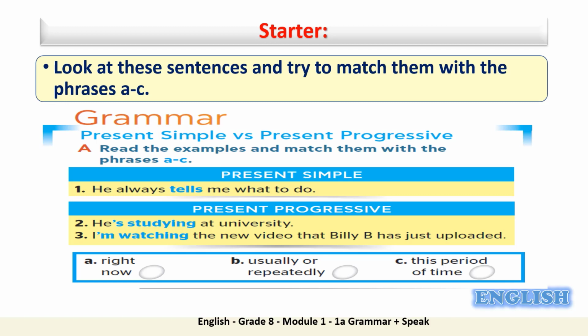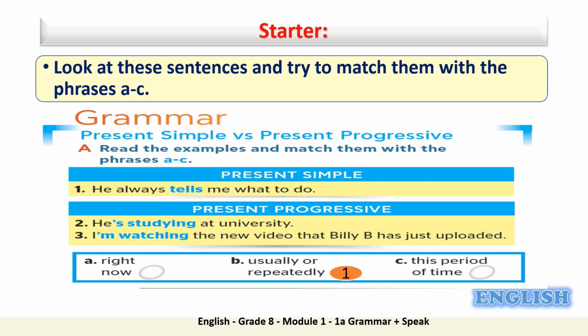Alright, the first one, he always tells me what to do. When someone says he always, does that mean he's doing this action right now? Usually or repeatedly? Or at this period of time? Of course, when I say always, so this is usually. Wonderful. 2. He's studying at university.